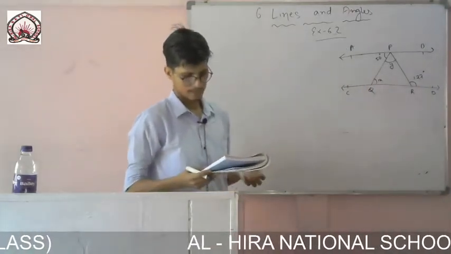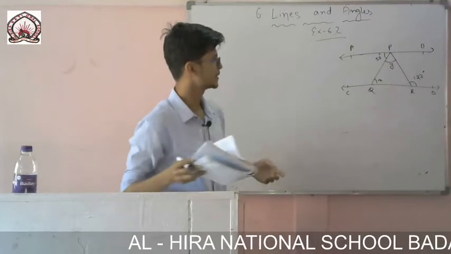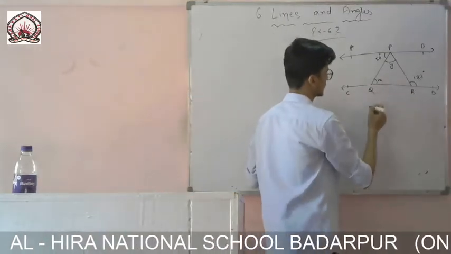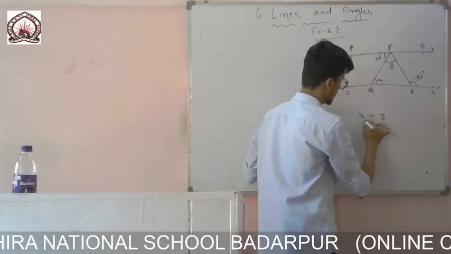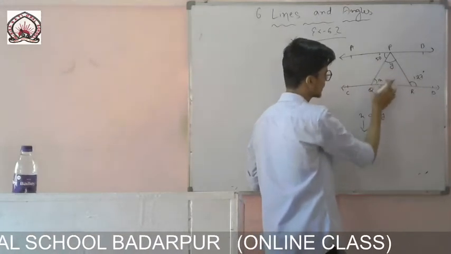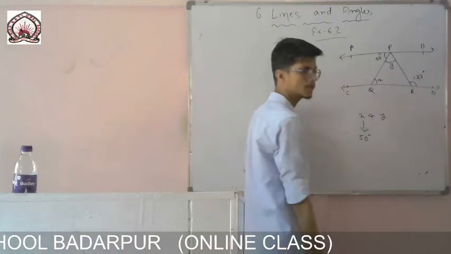127 degree. The question is to find X and Y. So easily, by seeing, you can write. You see here X. Question is to find X and Y. X, how can I find this one and this angle? These are alternate angles. So the value of X will be 50 degrees.